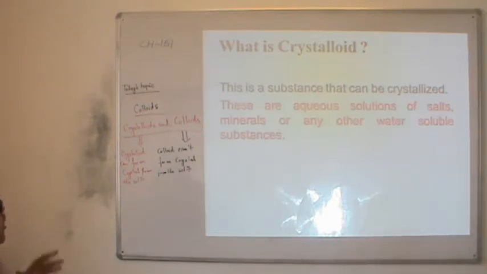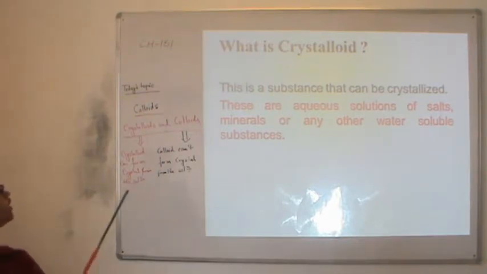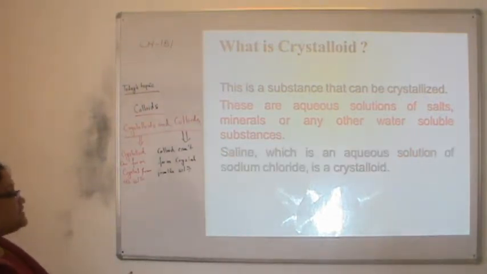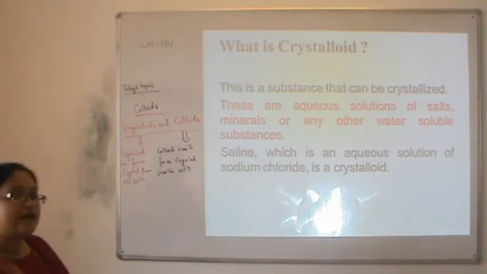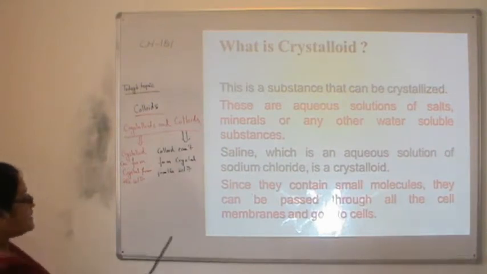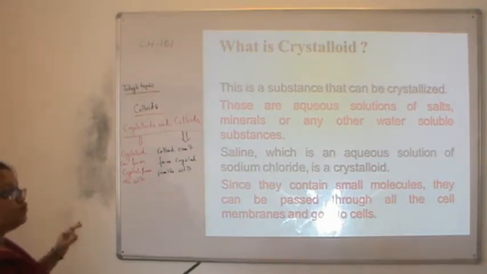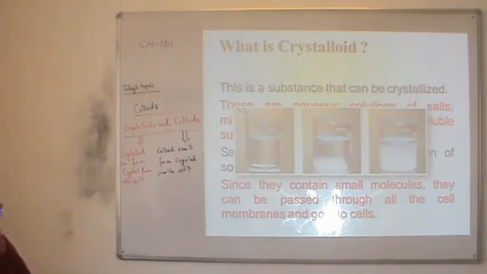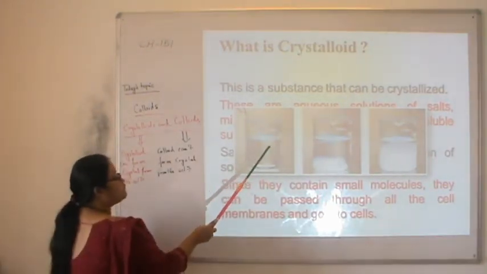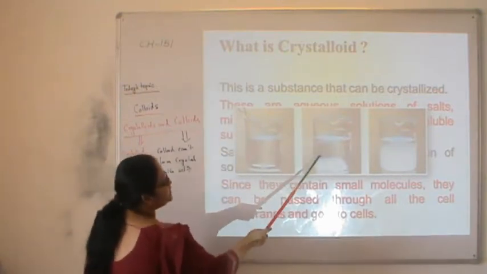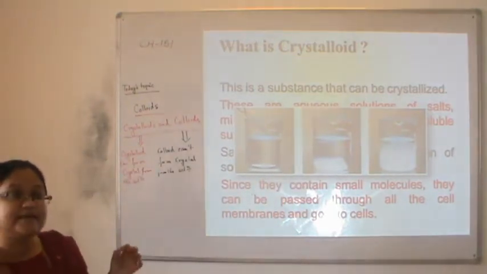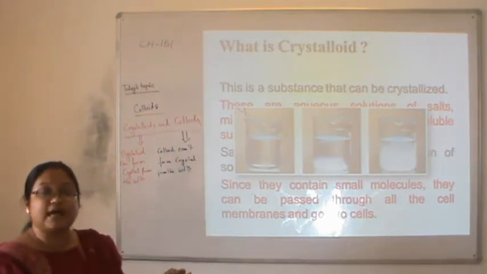These are aqueous solutions of salts like sodium chloride or minerals or any other water soluble substances. Saline with sodium chloride, which is an aqueous solution of sodium chloride, is a crystalloid. Since crystalloid contains small molecules, they can pass through all the cell membranes and go into the cell, because crystalloids are true solution. So this is the beautiful picture of crystalloids. This is a true solution. From this true solution of a crystalloid, gradually crystals are formed. These are shining crystals. Crystal means pure compound, pure substance.